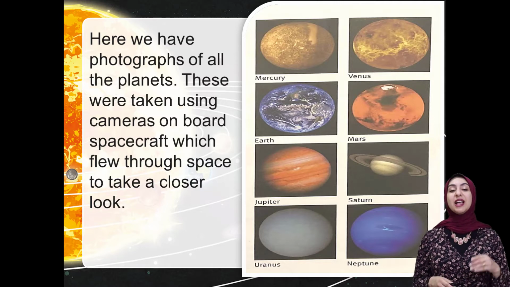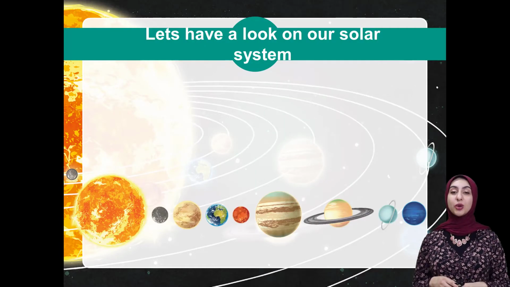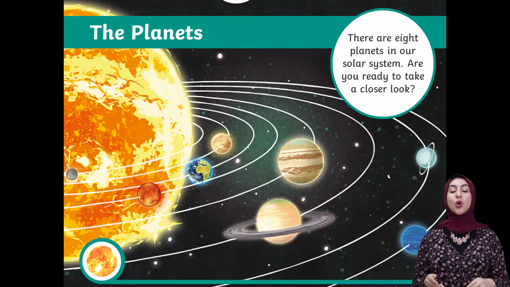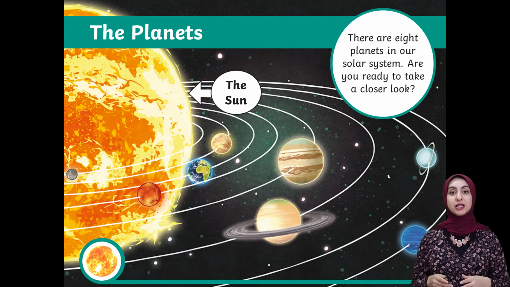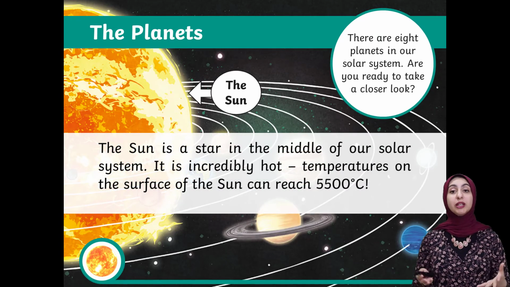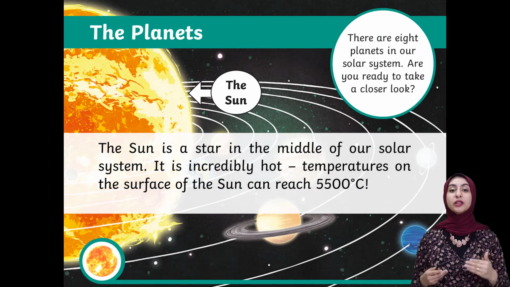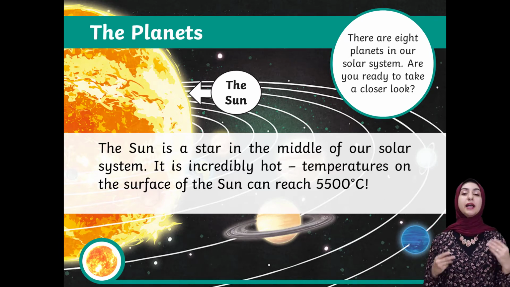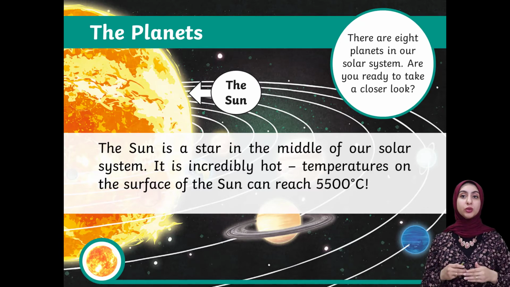Okay, let's have a look at our solar system. First we have the Sun, which is in the middle of our solar system. It is incredibly hot. Temperatures on the surface of the Sun can reach 5,500 degrees Celsius. And there are 8 planets in our solar system.